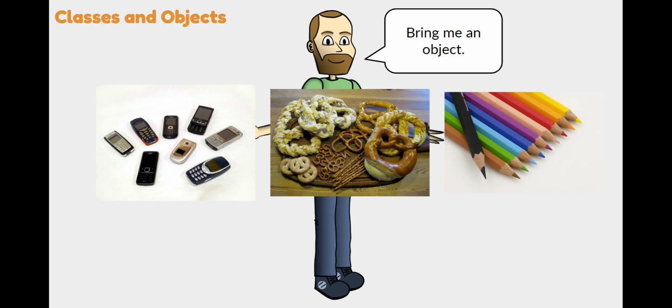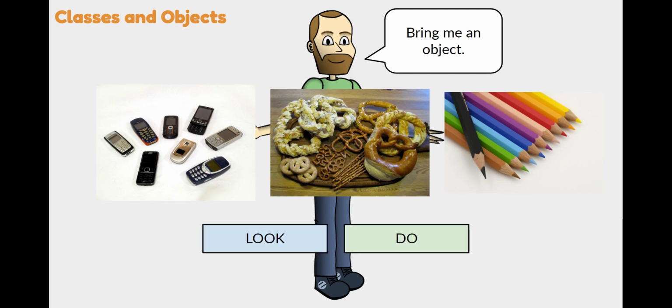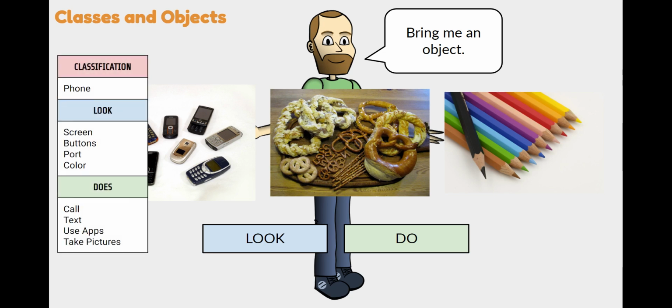Now, when we have an object like a phone, we expect a phone to look a certain way. And then we also expect a phone to do certain things. Same thing with our pretzel. When we say pretzel, we expect that pretzel to look a certain way and we expect it to do certain things. And same thing with any objects. So if we are looking at the phones that you gave me, looks like you all are in need of an upgrade. But in order to classify something as a phone, we expect it to have a screen, some buttons, a port that we can plug into, and a case color.